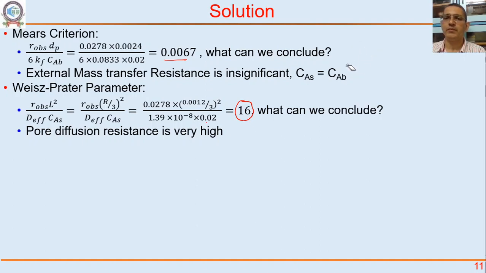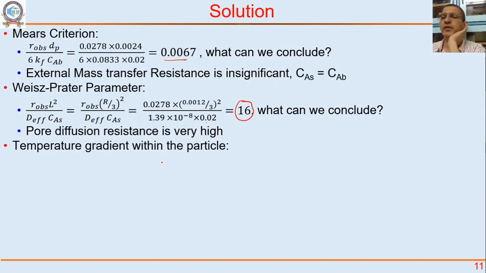Significant. Core diffusion resistance is significant. Let's go forward. Temperature gradient within the particle. What do you have to calculate to estimate whether a temperature gradient is there within the particle or not? What parameter?